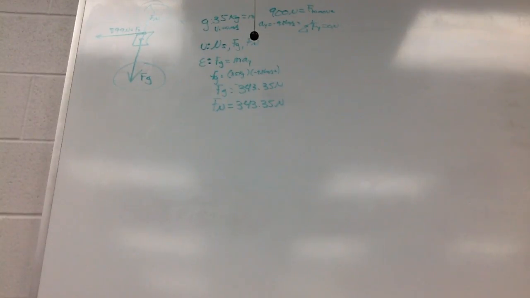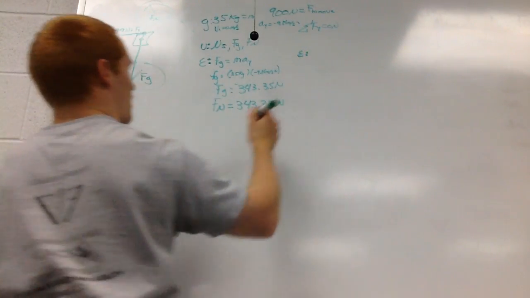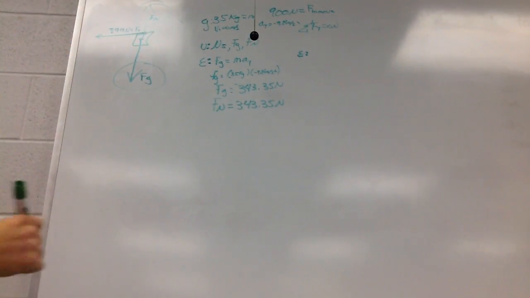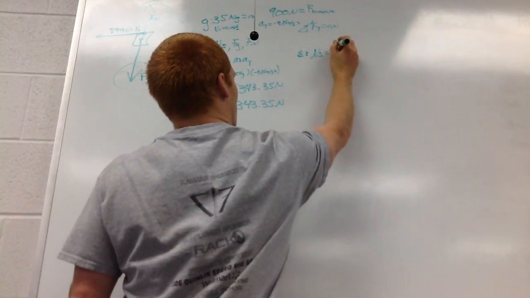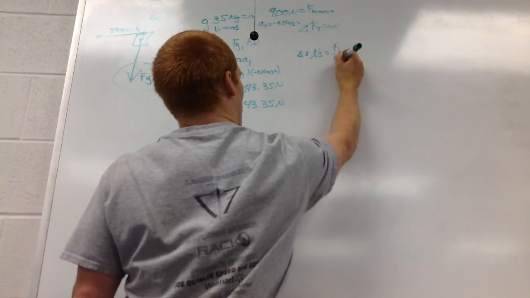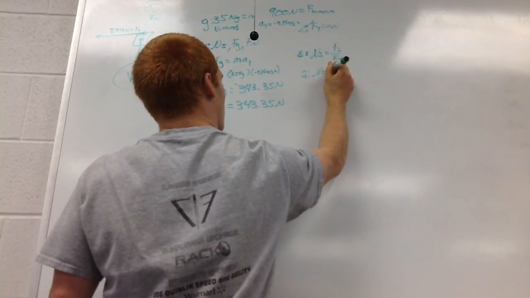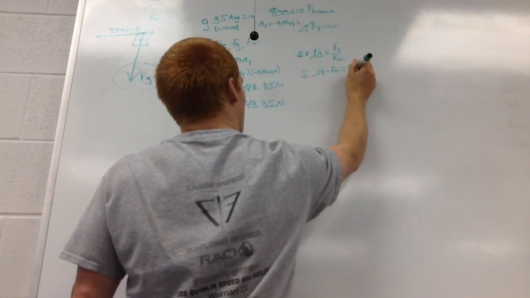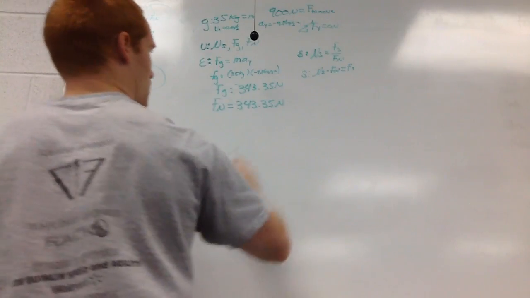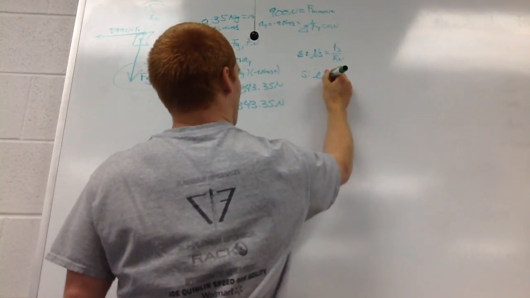Now that we have Fg and Fn, next we can solve for the coefficient of static friction. The equation I'm going to use is mu s equals force of static over force normal. It's already solved for mu s, so all we're going to do is plug it in.